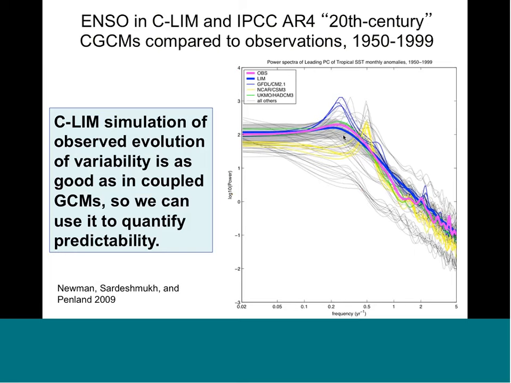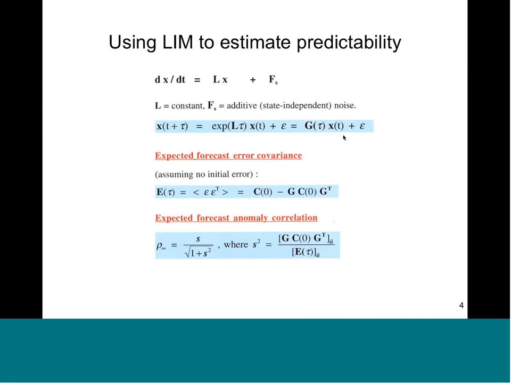And there are other tests one can do and show that it essentially reproduces observed evolution on these timescales as well as models. So it's a useful thing both for forecasting, and it's a lot simpler than a full GCM, so it's easier to try to diagnose predictability.